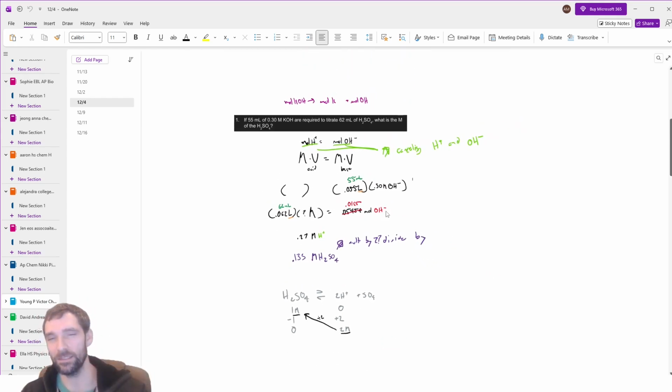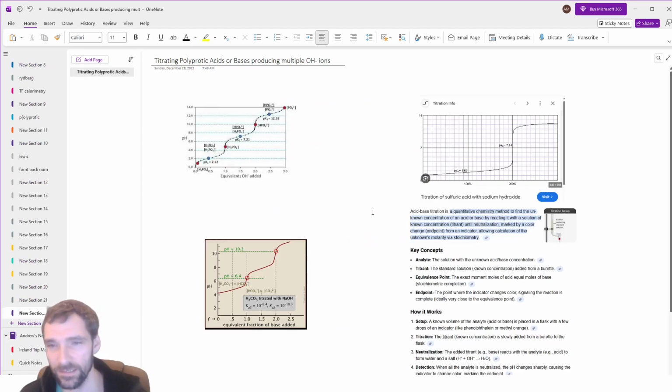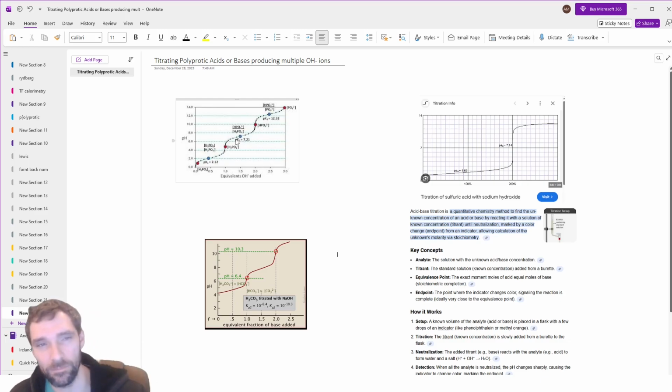This is going to be going a bit more deep than you may need to for the next couple minutes, but then we'll come back to the math. But if you're trying to understand what's really going on, titration is kind of complicated when you're talking about these polyprotic acids.